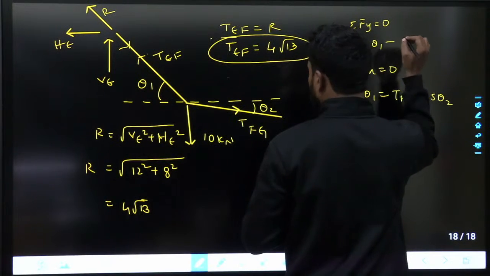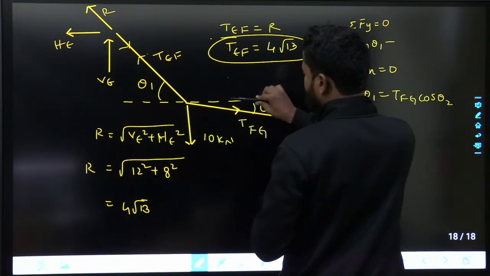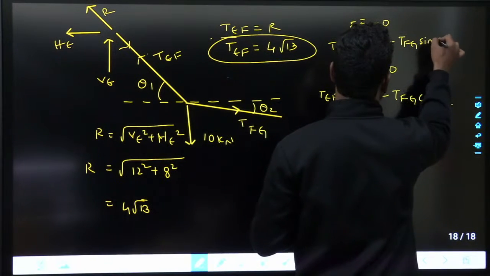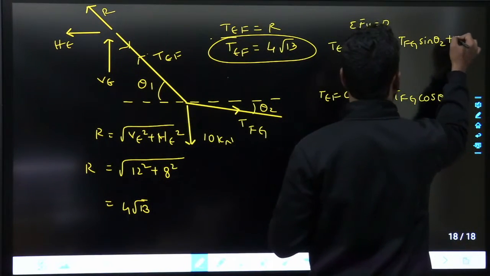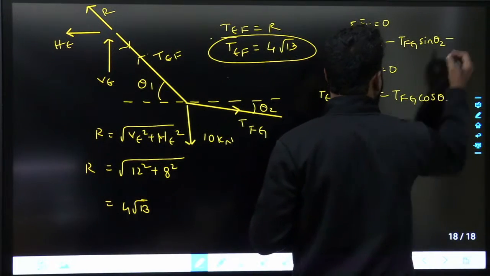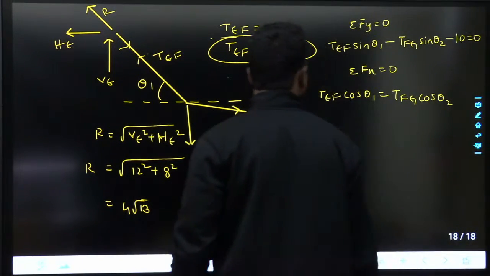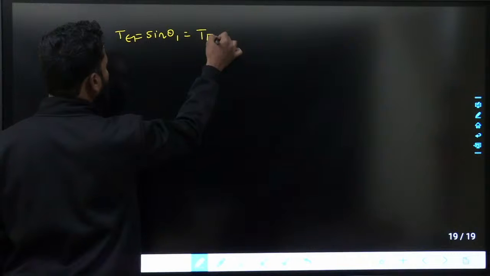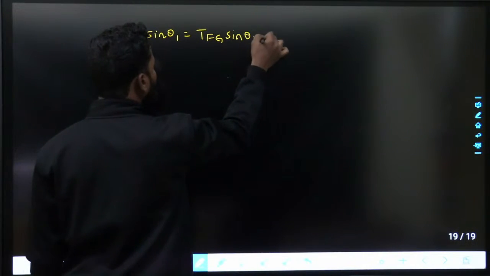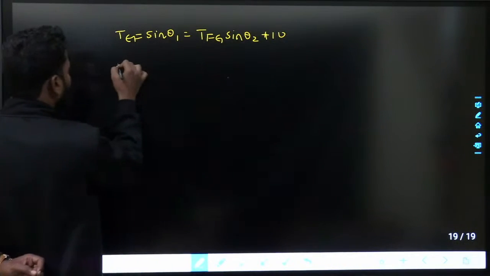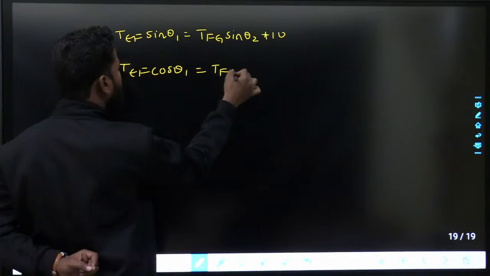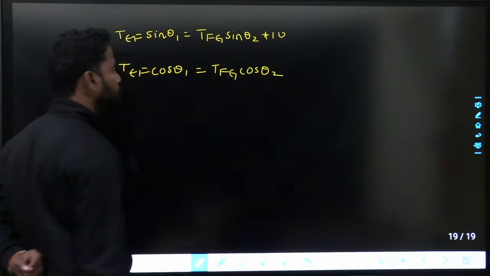So minus TFG sin theta 2, minus 10 equals 0. So the two equations that you will get are TEF sin theta 1 equals TFG sin theta 2 plus 10, and then TEF cos theta 1 equals TFG cos theta 2. Fine.